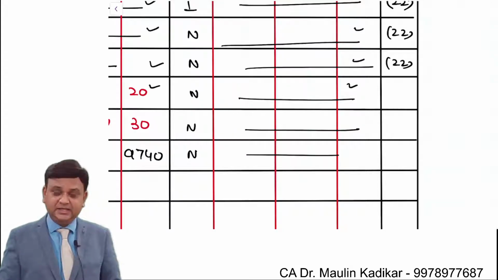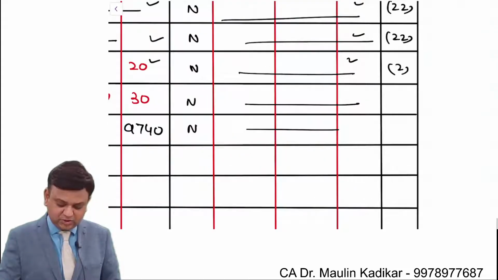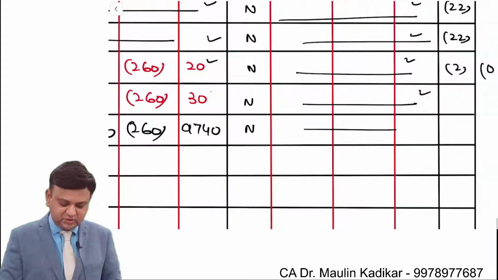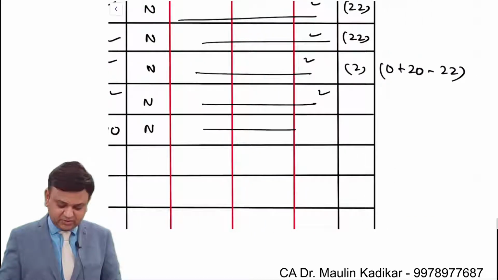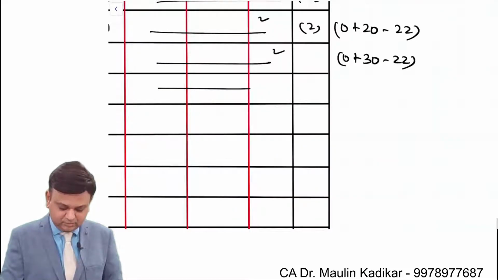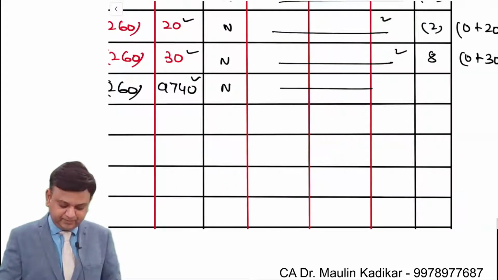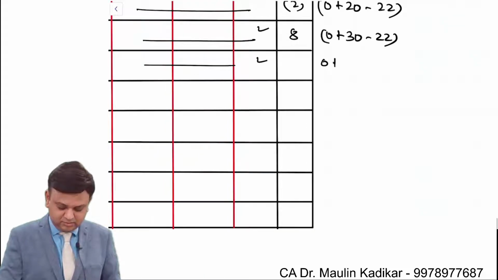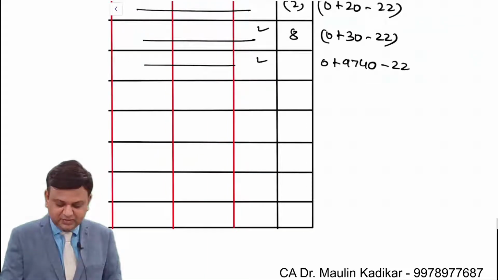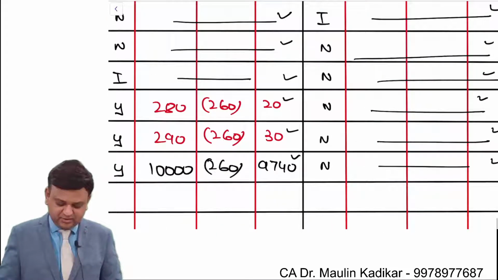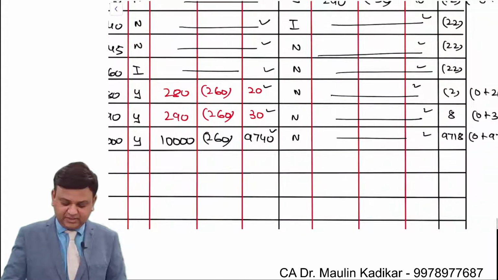0 plus 20, that is 20 minus 22, so a loss of rupees 2. Zero plus 30, that is 30 minus 22, that comes to rupees 8. 9740 plus 0 minus 22, so it is 9718. That is the amount of the profit that you will have.